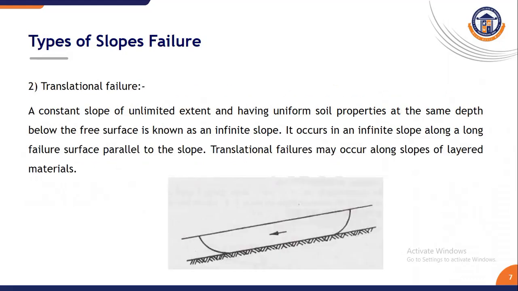Translational failure occurs along a nearly plane surface parallel to the slope. It commonly occurs in an infinite slope where soil properties remain uniform at a certain depth. This type of failure typically occurs in layered soil, and a shallow soil slip will happen.